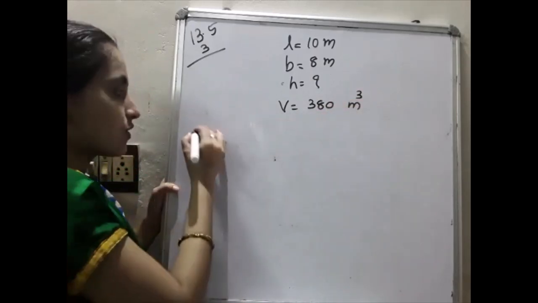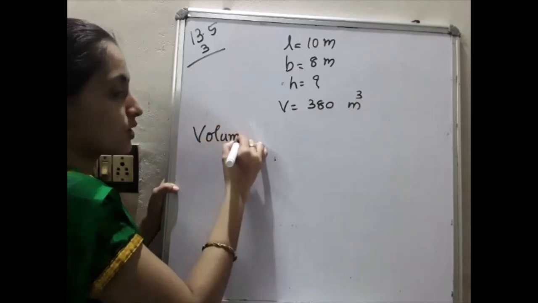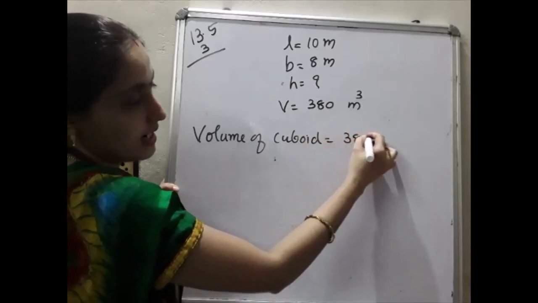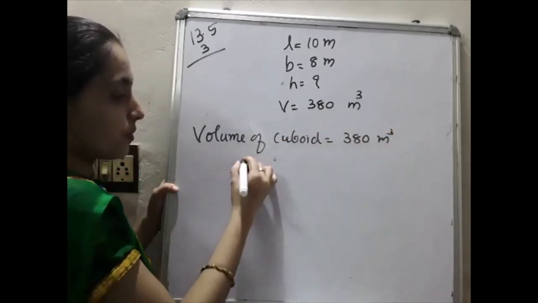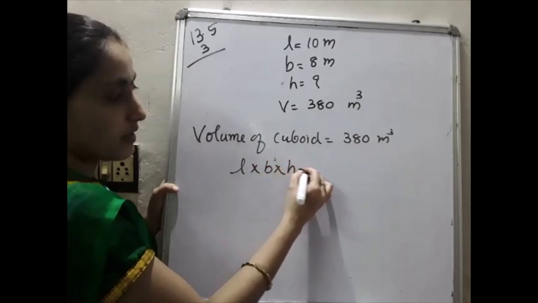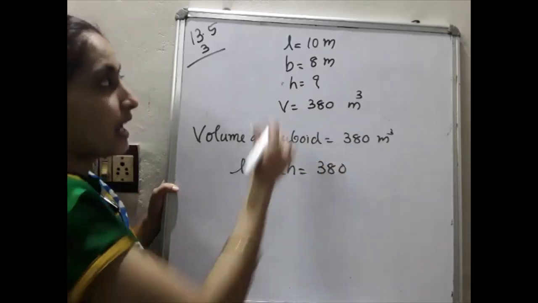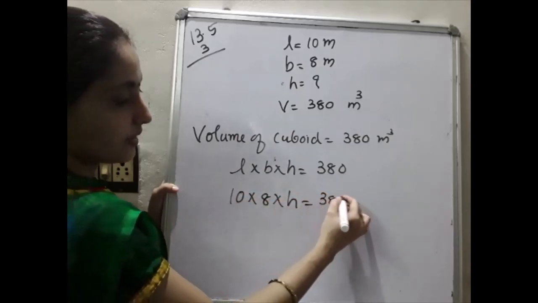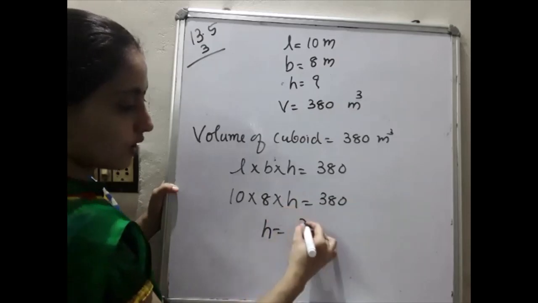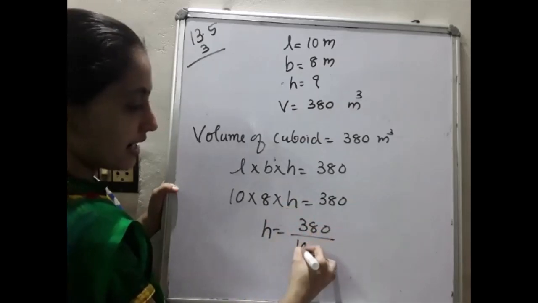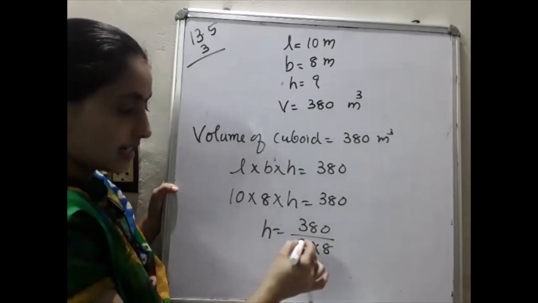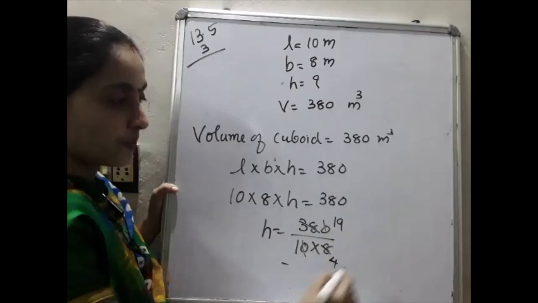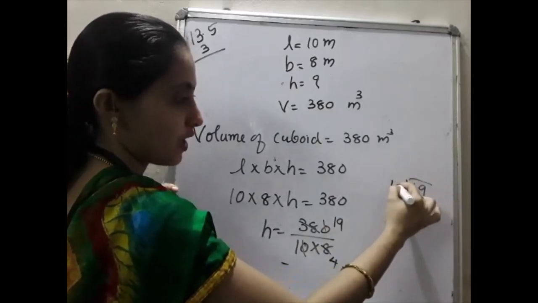So volume of the cuboid is given in the question as 380 meter cube. Volume formula, length into breadth into height, is given as 380. Length is 10 into breadth 8 into height, which we want to find, equals 380. So height will be equal to 380 divided by 10 into 8. Zero, zero cancel. By 2 it is 19, and by 2 it is 4. So 19 divided by 4 we have to find.